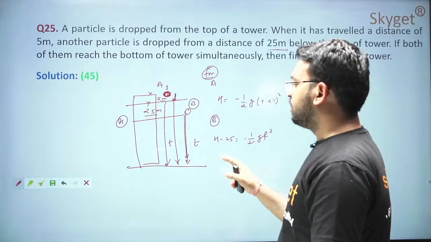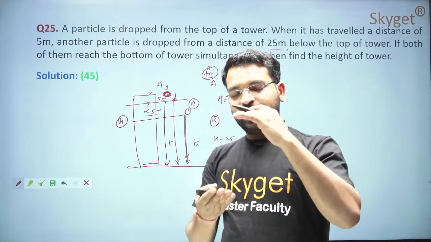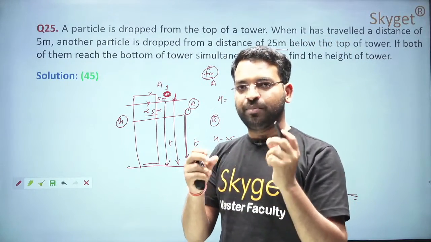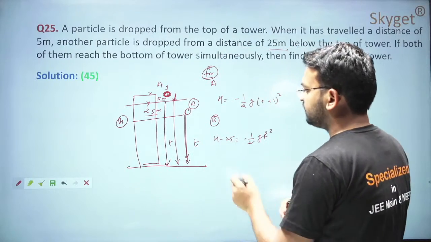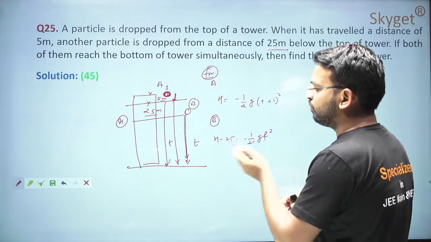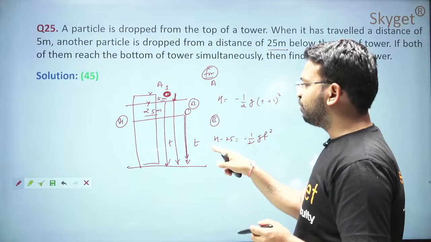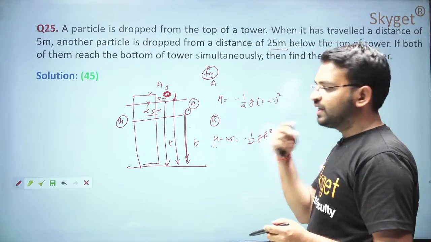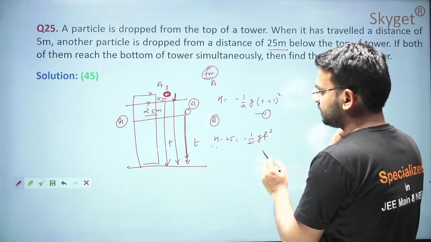Why are we assuming this? Because for one, the time taken will be t plus 1. T plus 1 means from the time it is released. Then it is a simple thing, you just do the calculation and you will be able to find this value. Just subtract both of them. So this is equation number 1, this is equation number 2.